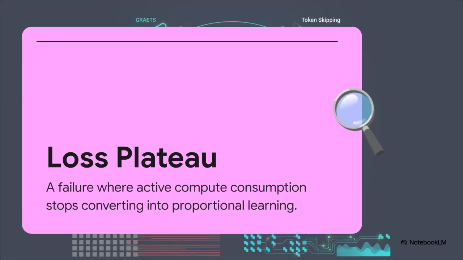So, let's start with the fundamental problem that plagues massive models. Now, if you follow AI development, you're totally familiar with a loss plateau. But usually, we just treat it as a minor optimization inconvenience, right? Like a little speed bump. Well, the EP framework changes this framing entirely. A loss plateau is actually a structural failure in the training energy system. Your model is still eating up all that expensive compute, but that active compute consumption is no longer converting into proportional capability gain. The system is incredibly active, sure, but the conversion rate has basically flatlined.